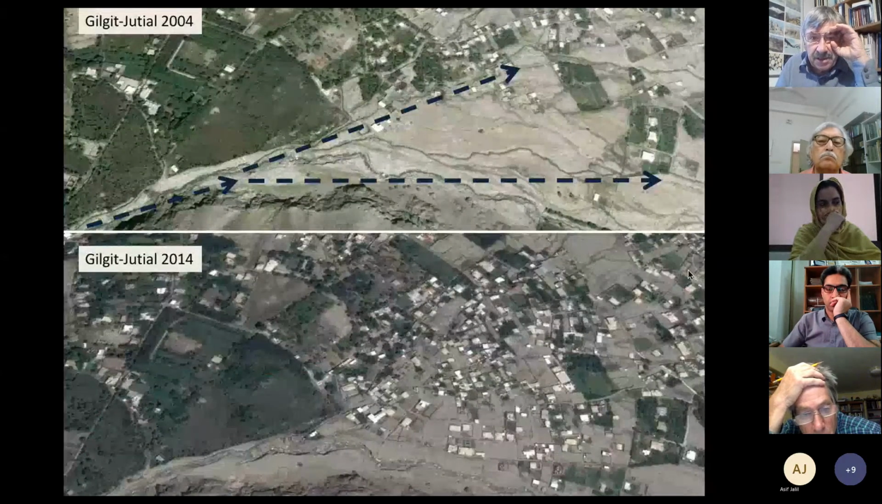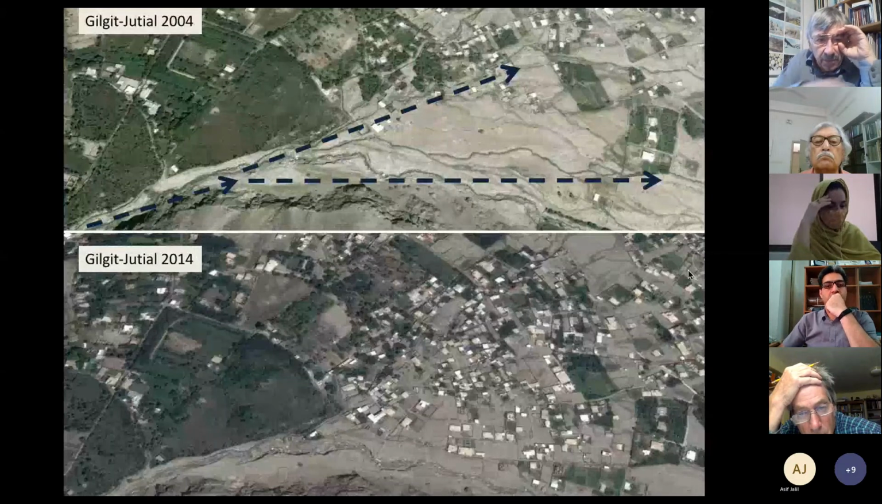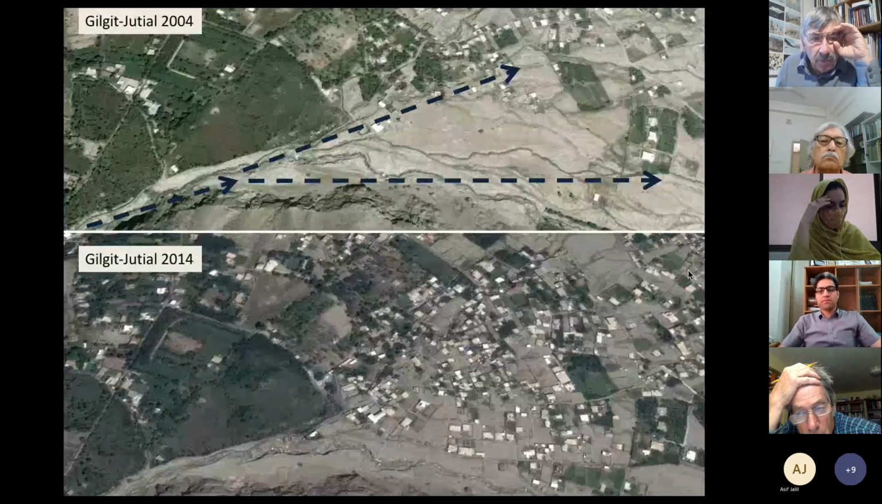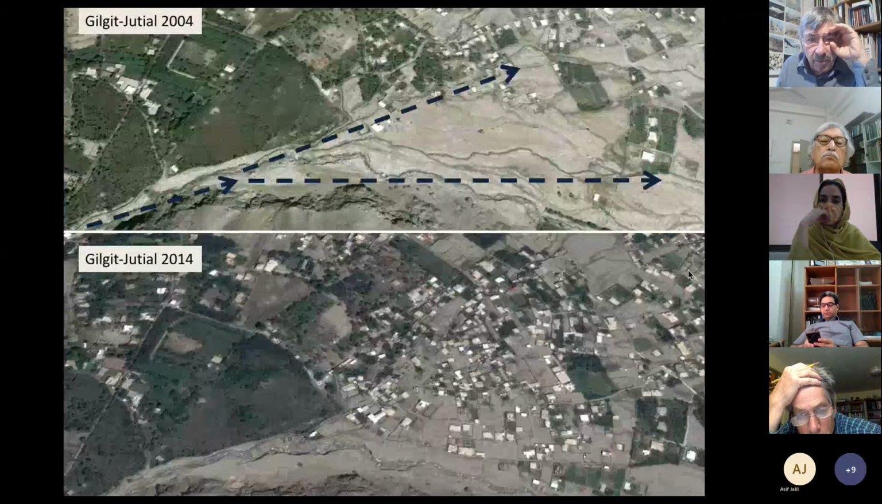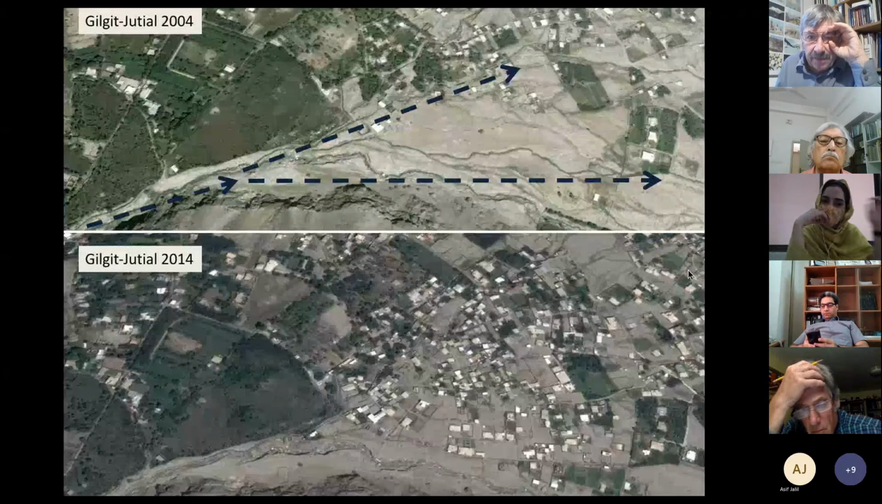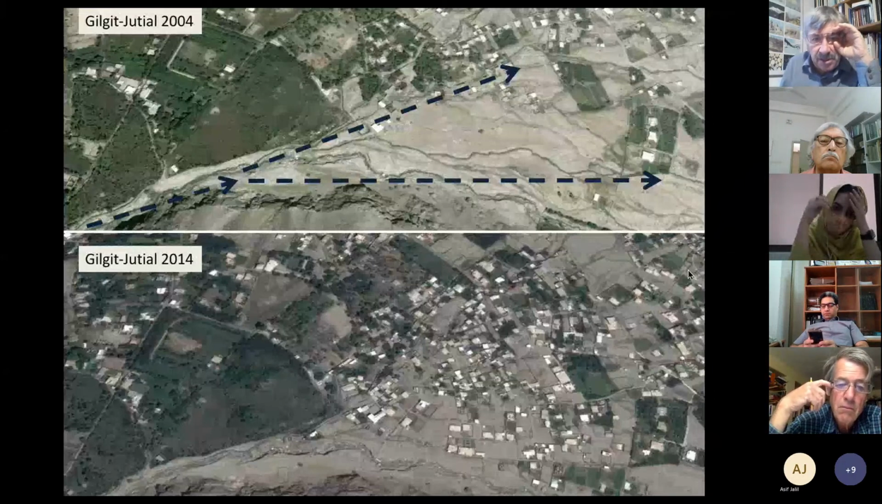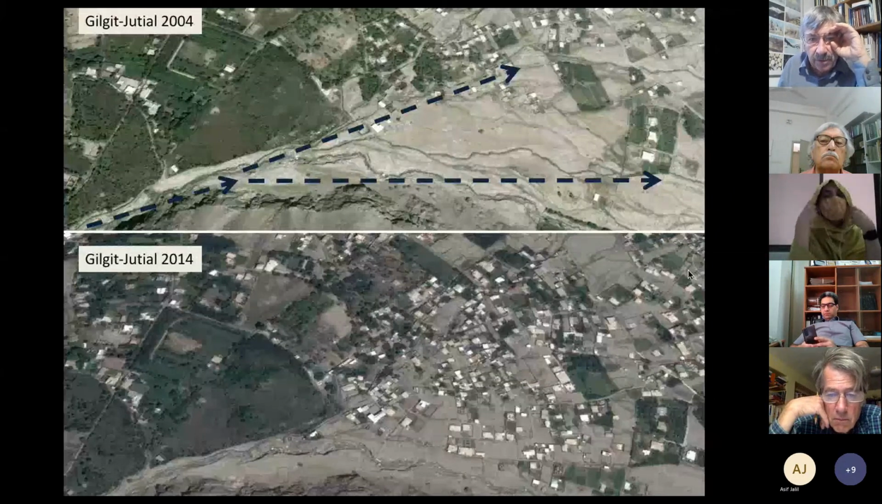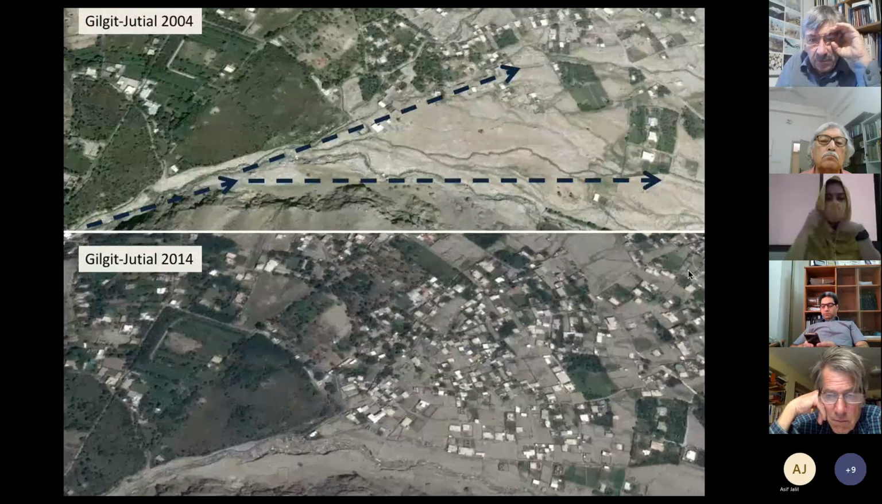You see just a very simple example. It's at the very top of this debris fan. You see from the left side, it comes in the water. And in 2004, that's the upper one, there was not a very big flood, but it was a flood which destroyed quite a lot of fields, houses, and so on.